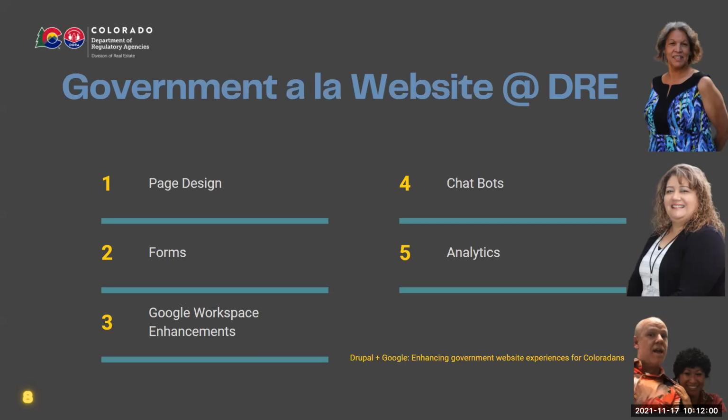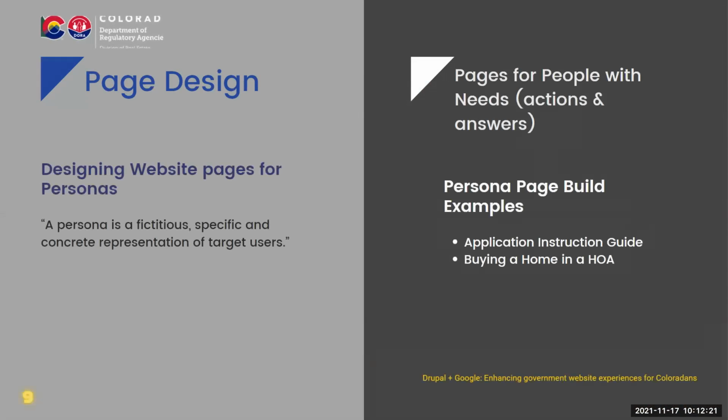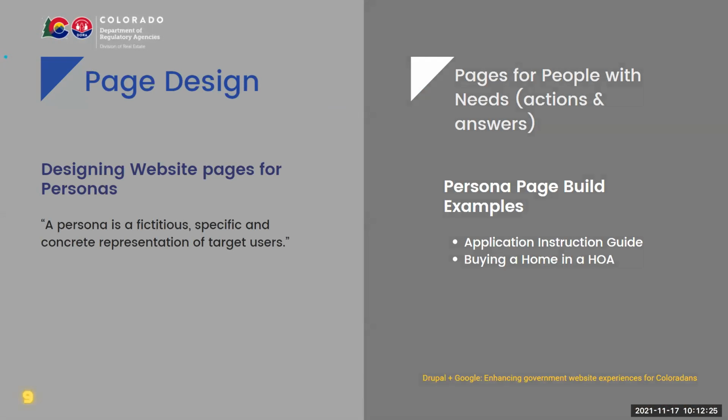And so all working together, we create page design, we create forms, we use Google Workspace to create enhancements, and we'll show you this. We create chatbots to help the consumer, and we develop analytics. And so government a la website is actually government a la all of us, and that's what we're trying to get across on this slide. All right. So first, we're going to talk page design. And we'll start getting into some examples here too.